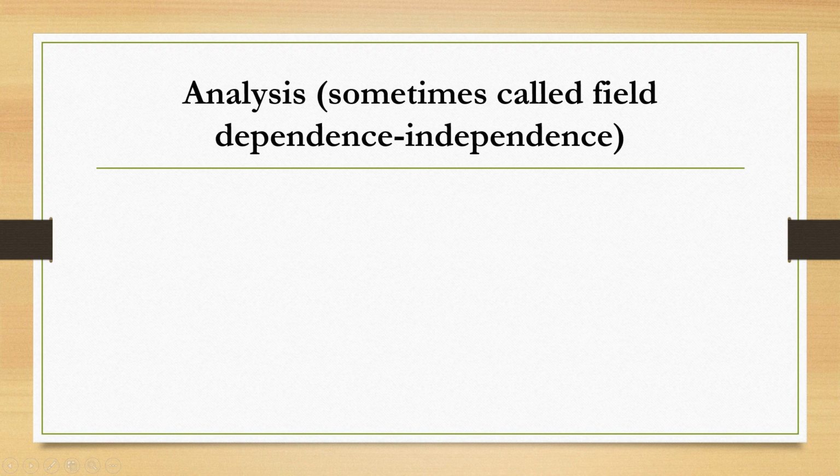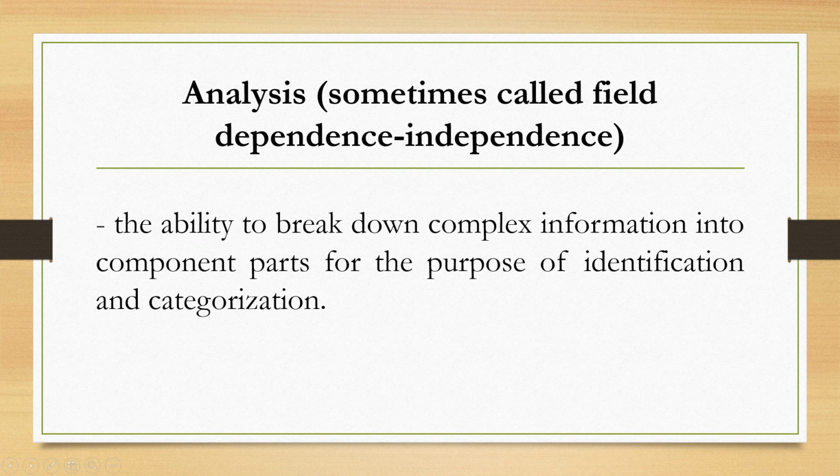The first cognitive structure in developing comprehension or thinking skills is known as analysis, sometimes called field dependence independence. This is the ability to break down complex information into component parts for the purpose of identification and categorization.